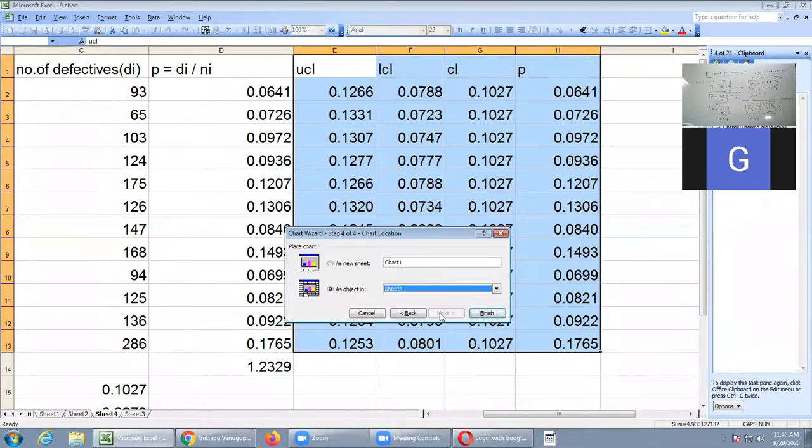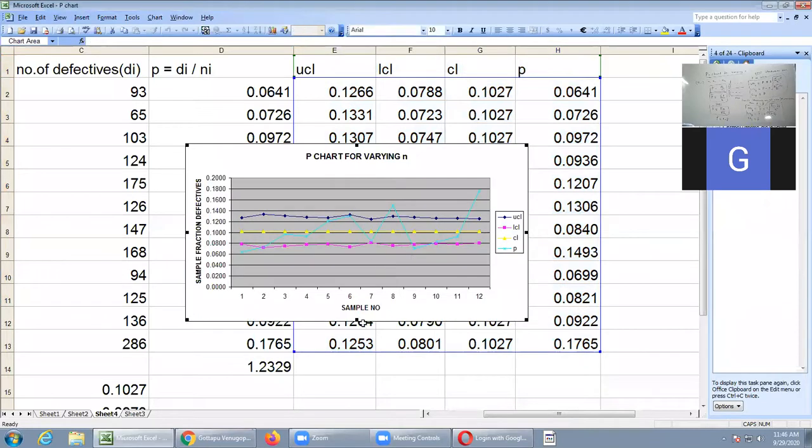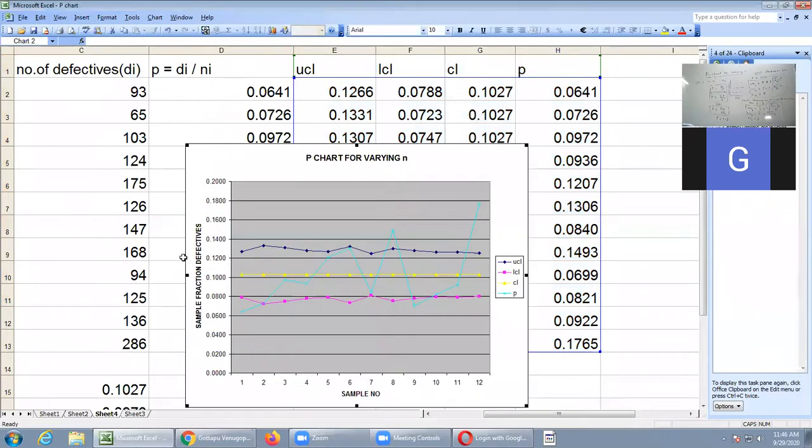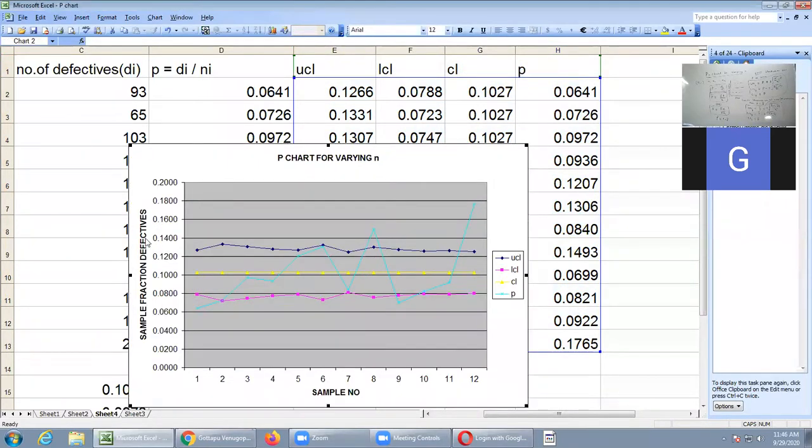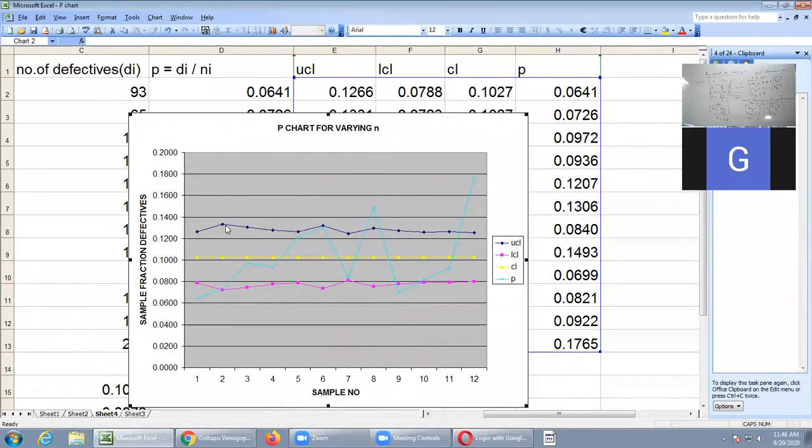And press next button. And then I want the output in the same sheet. So finish button. Now if you see the diagram, for UCL you are not getting a horizontal line, because for UCL you got different points. All the values are 12 different UCL values you got. So join those points. See, this comes under UCL.